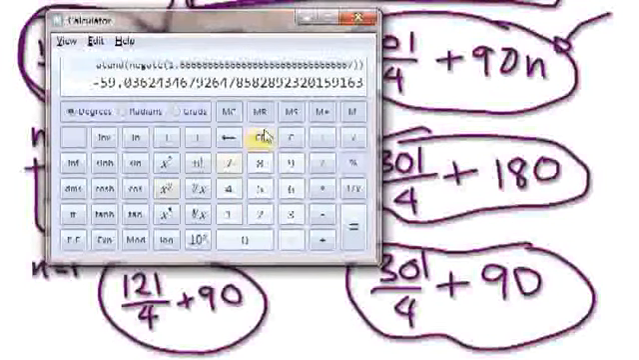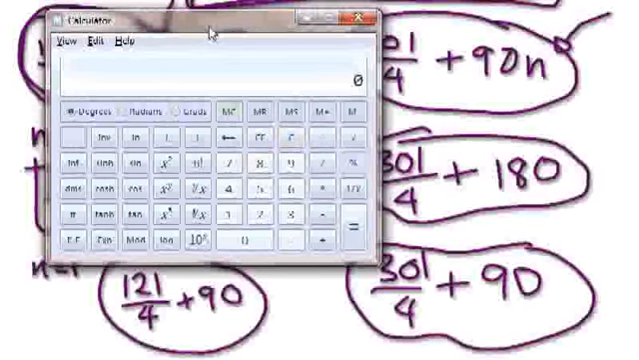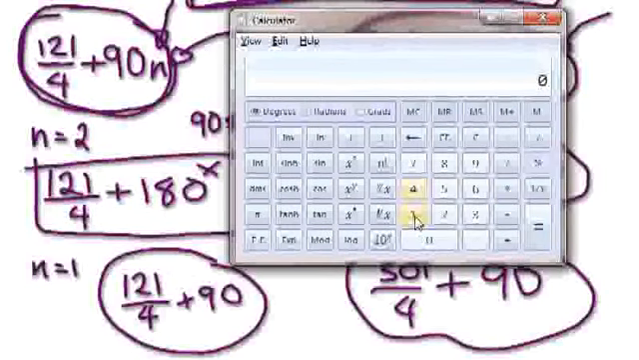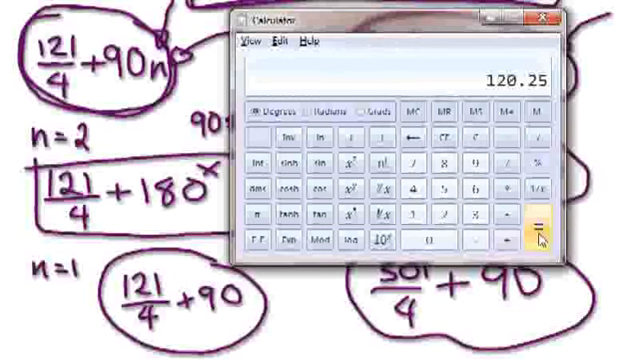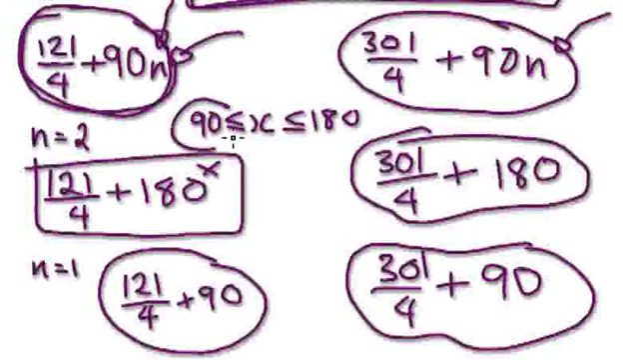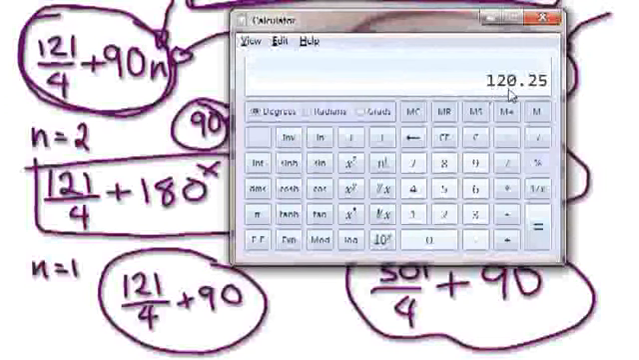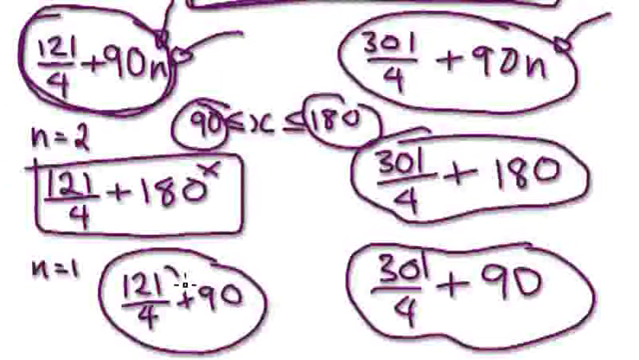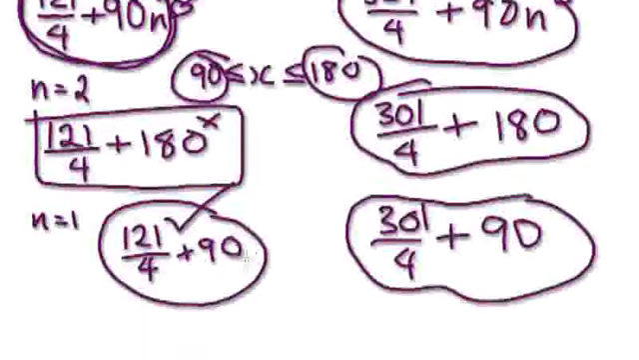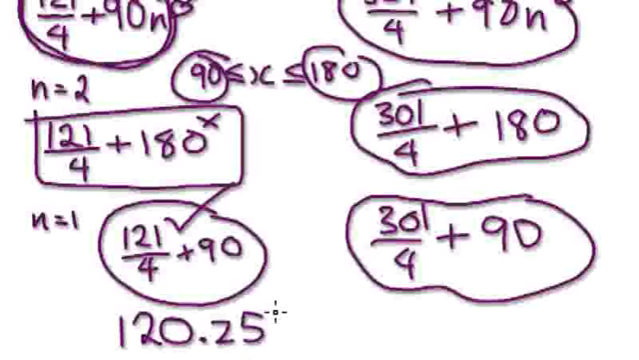So calculator here, let's work this out. Now looking at the one on the left hand side here, 121 divided by 4, and then plus 90. If this is within our range, then it's a good solution. Yeah, so this is within our range. Remember, our range is between here and here. 120 is in between, so this here is a good solution. Okay, so one solution would be 120.25. Okay, it's within our range.